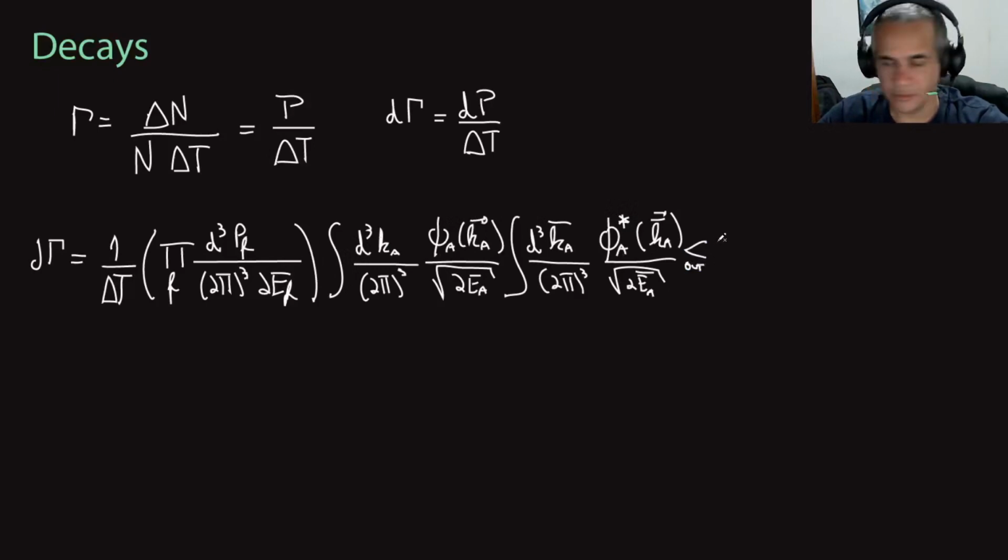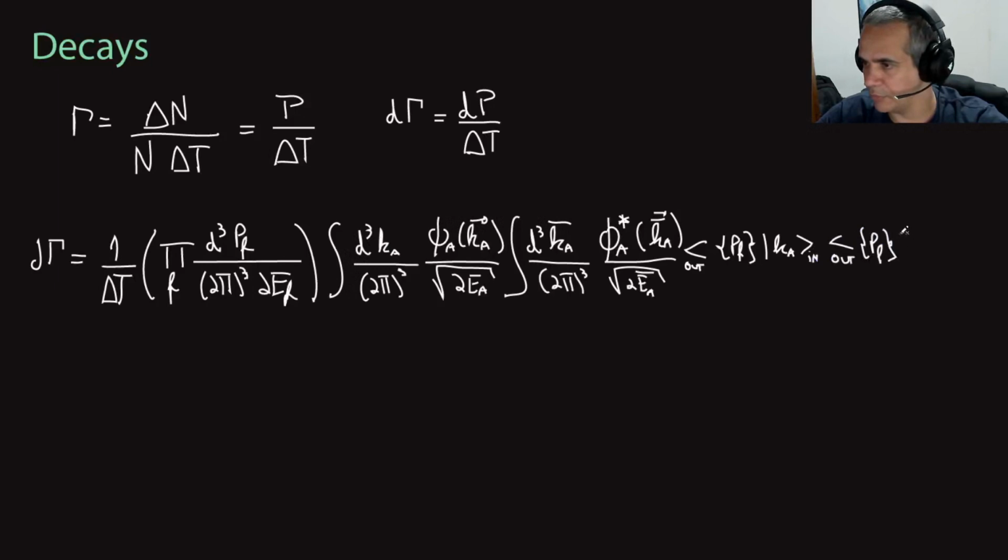And then the matrix elements, right? Out, PF, Ka, in, and out, PF, Ka bar, in, star, right? This is the complex conjugate.